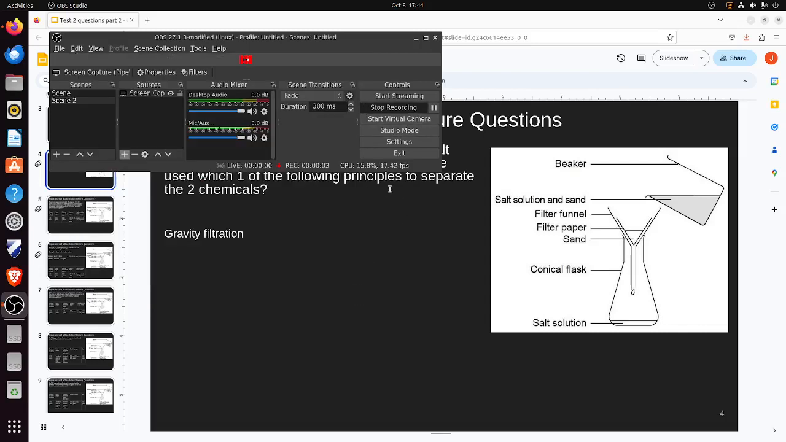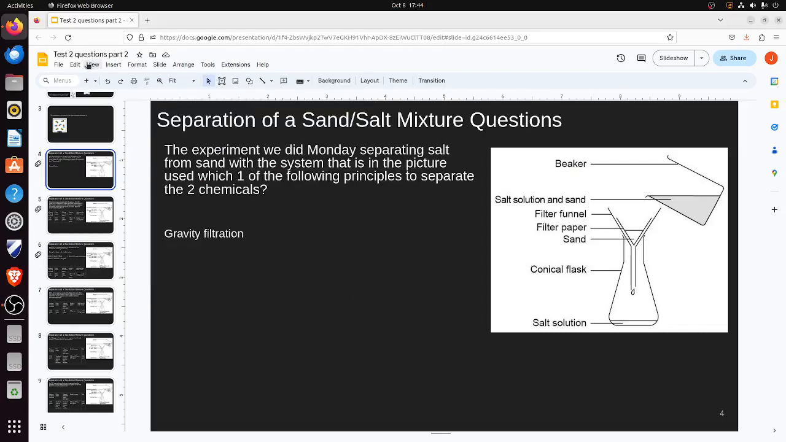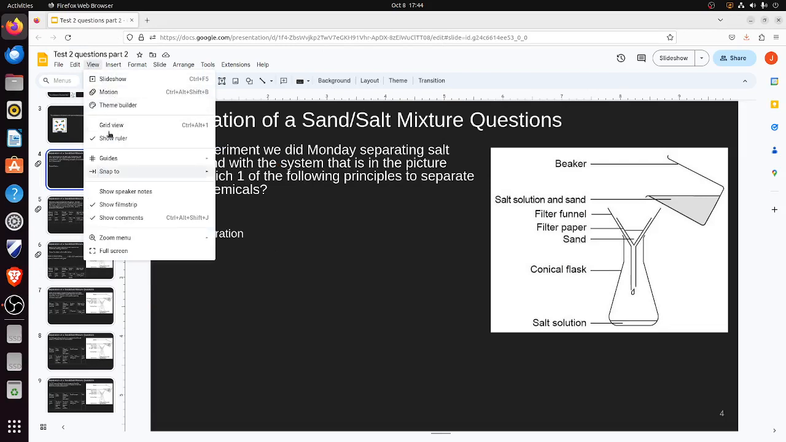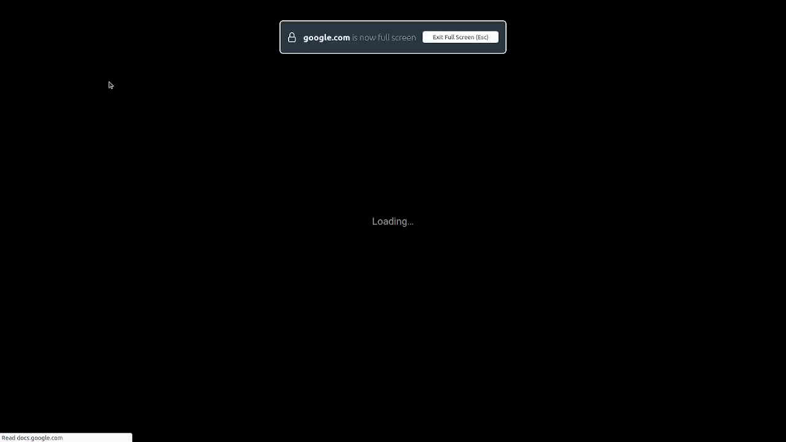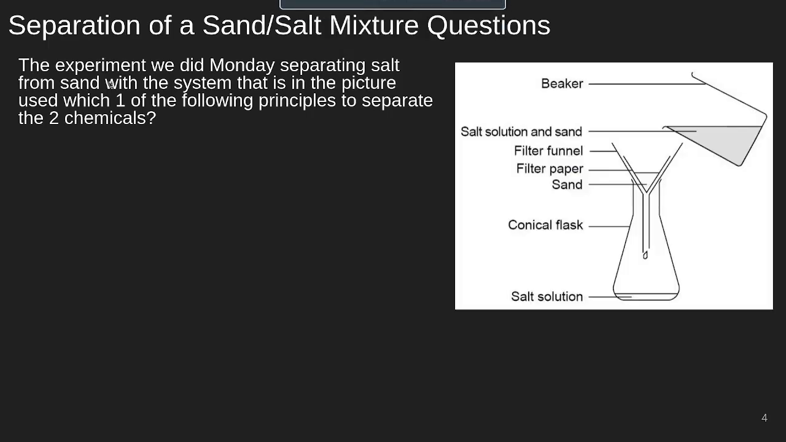Alright, let's go ahead and make, this might be the last video. This will be pertaining to the sections of the test that were on separation of a sand-salt mixture. So the experiment that we had performed that the test questions were based on were dealing with this system here in this picture.